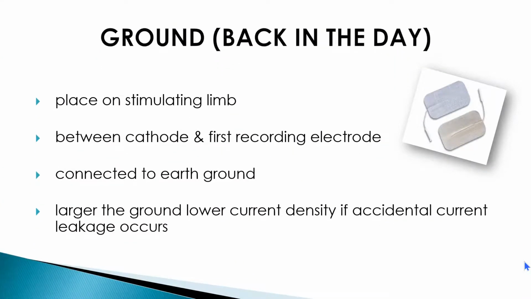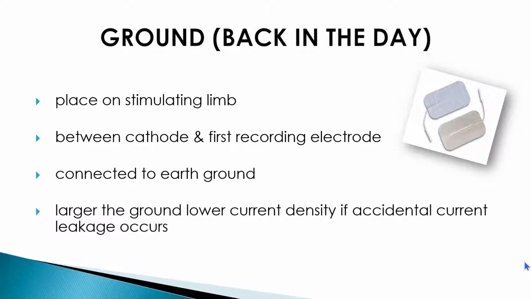We also need to place a ground on the patient. We need to place it on the stimulating limb between the cathode and the first recording electrode. This is what best gets rid of stim artifact, which we will be showing you. Back in the day, this was connected to earth ground. These were the older machines.